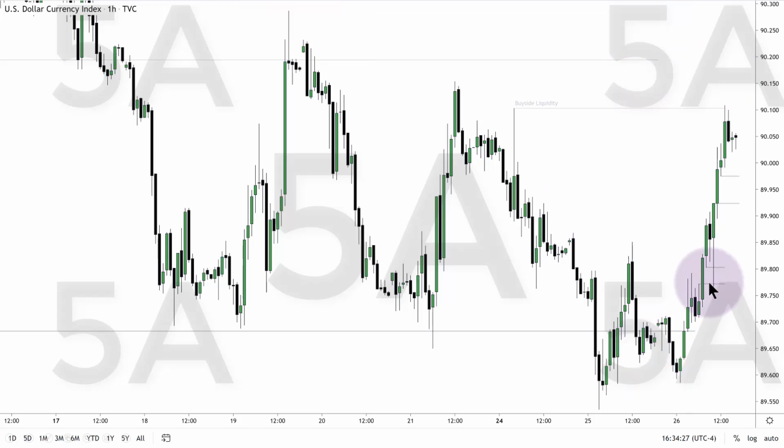We have 2 fair value gaps in here. One we filled in today and rallied back up, and now we have one here. If we drop back down in and then rally from there, anticipate this high being taken and going through the bearish order block.